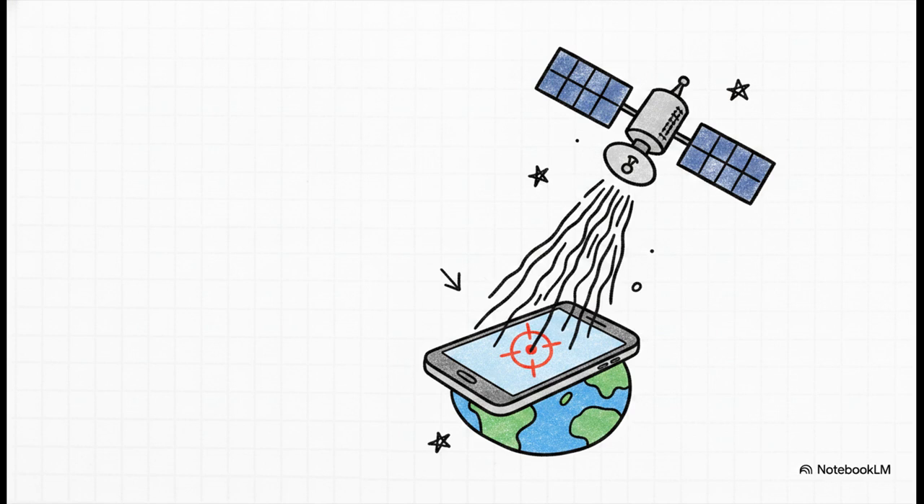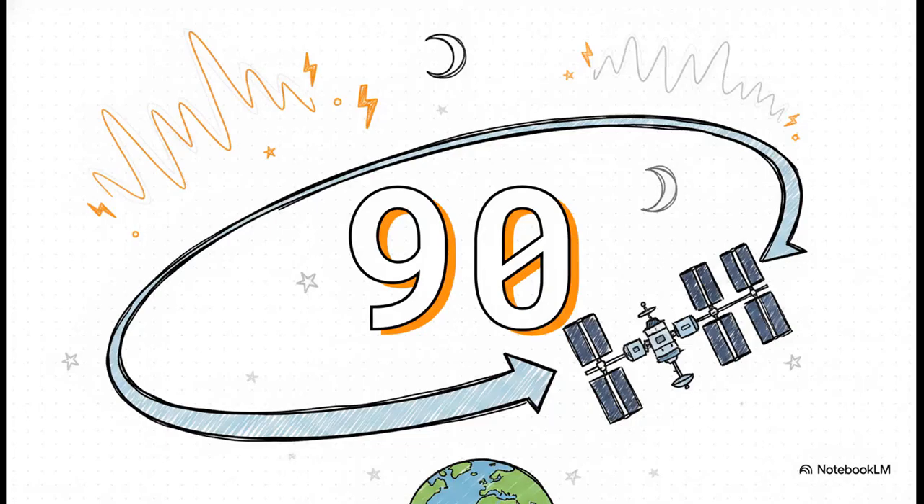Because the cycles are happening so incredibly fast, our receivers here on Earth can measure tiny fractions of a second to figure out exactly how far away the satellite is. And that is what places you perfectly on a digital map. Now, let's contrast that crazy billion cycle per second frequency with this number, 90.